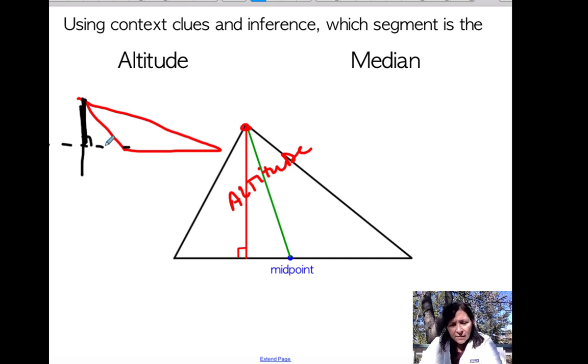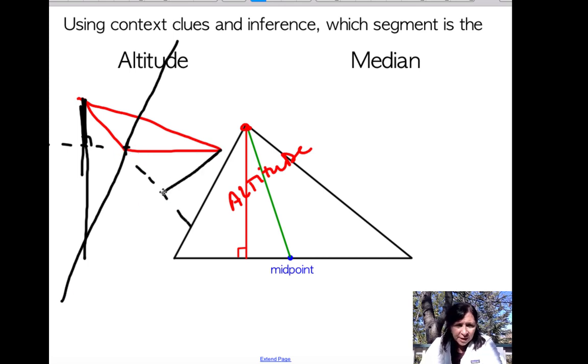And like the other two we just did, if I had 3 altitudes, they would also come together into a point, and that point of intersection is called the orthocenter.